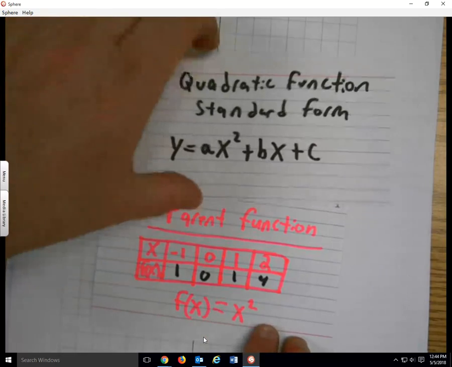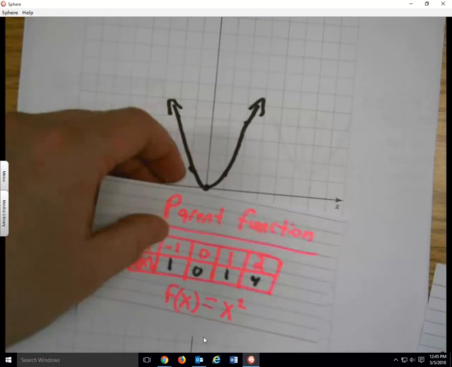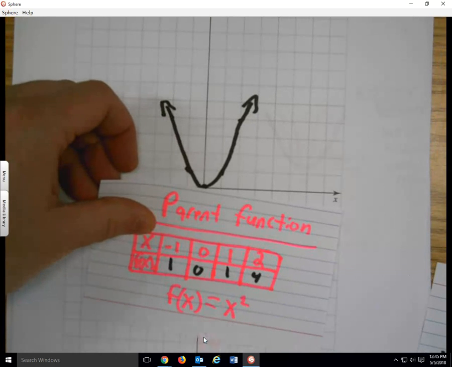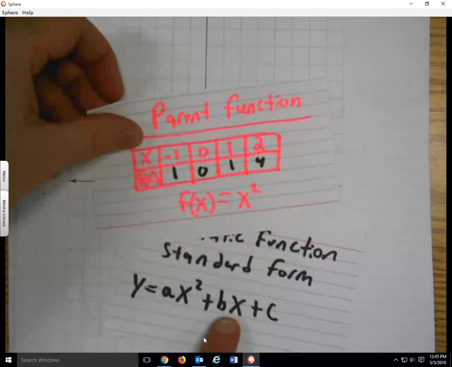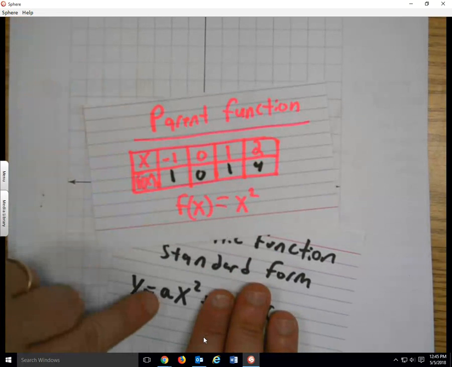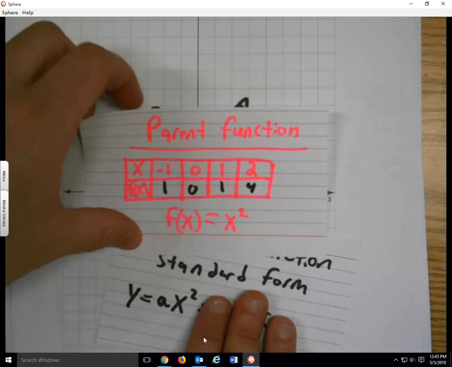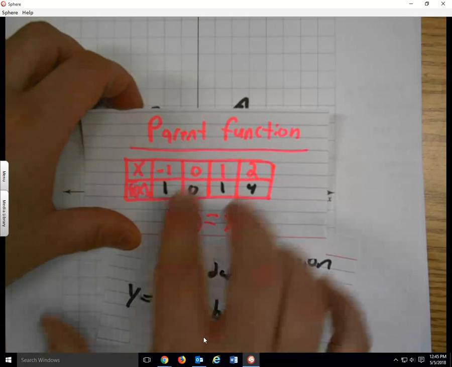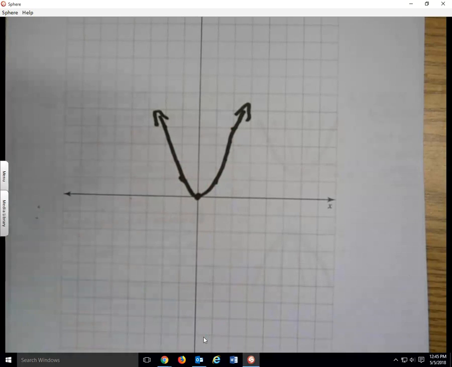So today, when we're doing our comparisons, we're comparing everything to the parent function, so we're going to have to change it. And how we'll change it today is we'll add a number in front. We're still not going to add the bx or the c today. We're just going to add a number in front, an a, and we'll see how that changes it compared with the parent function. Okay, I've already said a lot, and that was mostly review, so let's get going.